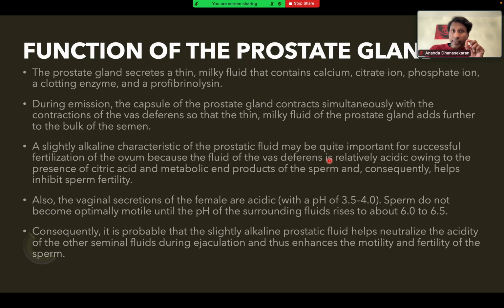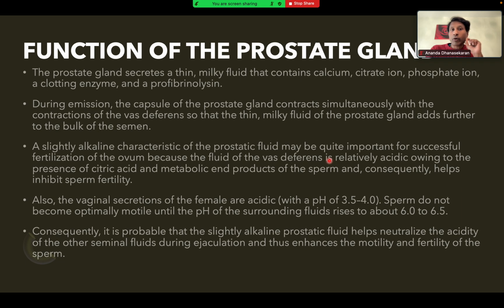The prostate gland secretes a thin milky fluid which contains calcium, citrate, phosphate, clotting enzymes and fibrinolysin. During emission, the prostate gland also contracts simultaneously with the contraction of the vas deferens, and this thin milky fluid from the prostate gland adds further bulk to the semen. So the milkiness of the ejaculate is due to the prostate. The mucoidness is due to the seminal vesicle. You know that sperm is milky in color and mucoid. So now you know the reason, and which glands are responsible.